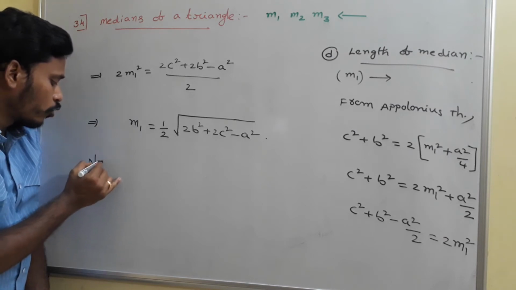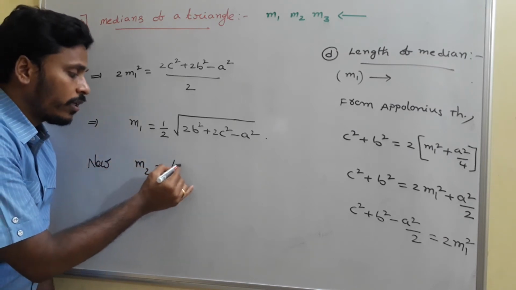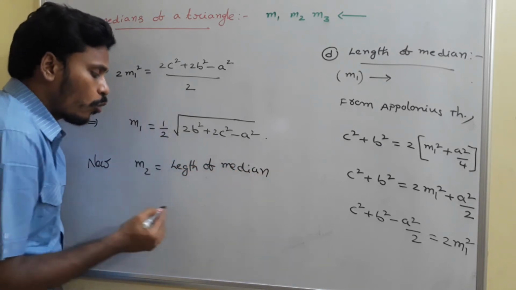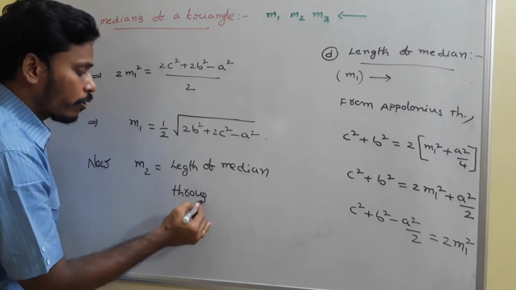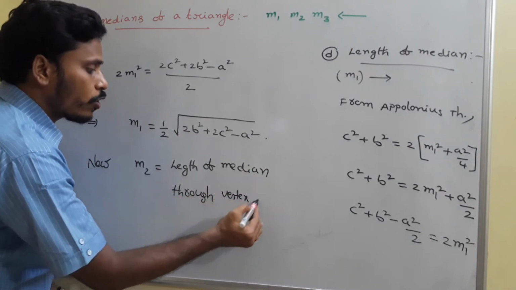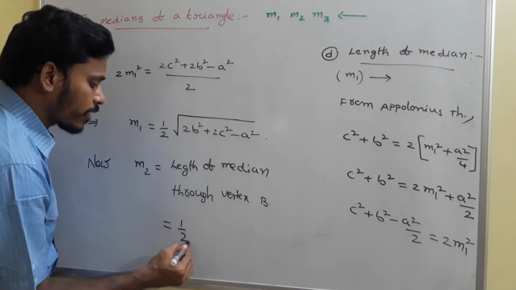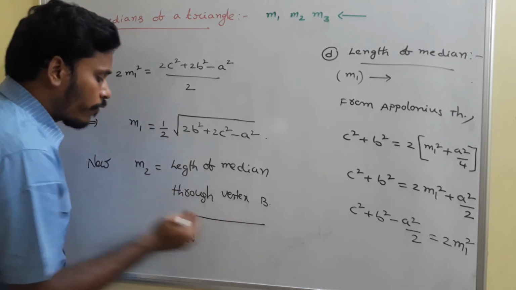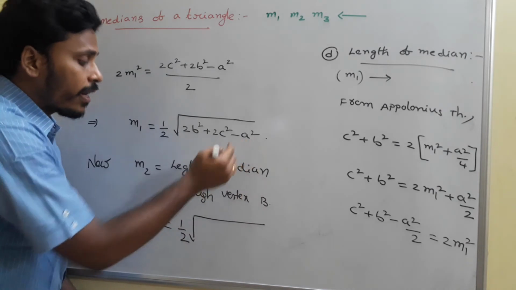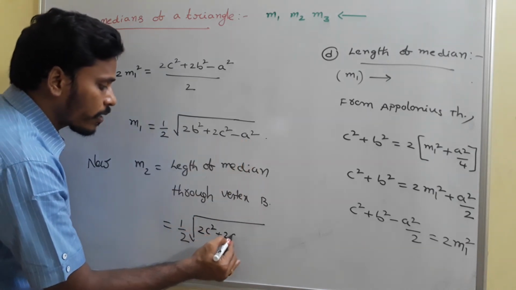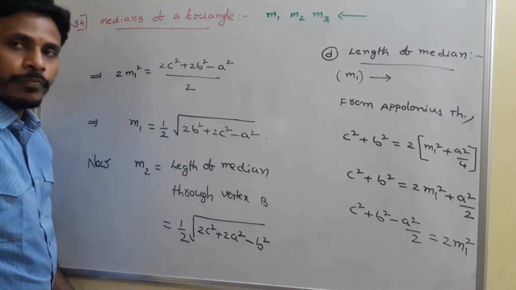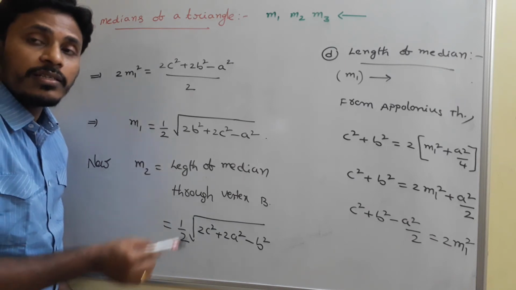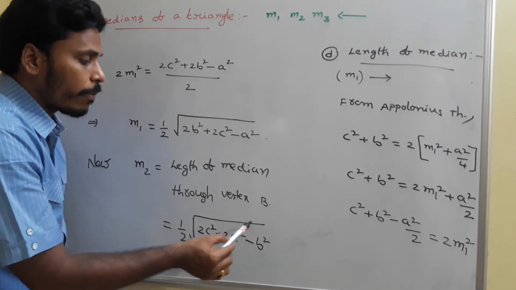Now, m₂. What is m₂ actually? m₂ is the length of the median through vertex B. So since you are trying to find the length of the median through vertex B, its length is given by the symmetrical formula: half square root of 2c² + 2a² − b², since it is through B, I need to write minus b². Similarly, m₃, the length of the median through vertex C, is half root of 2a² + 2b² − c².